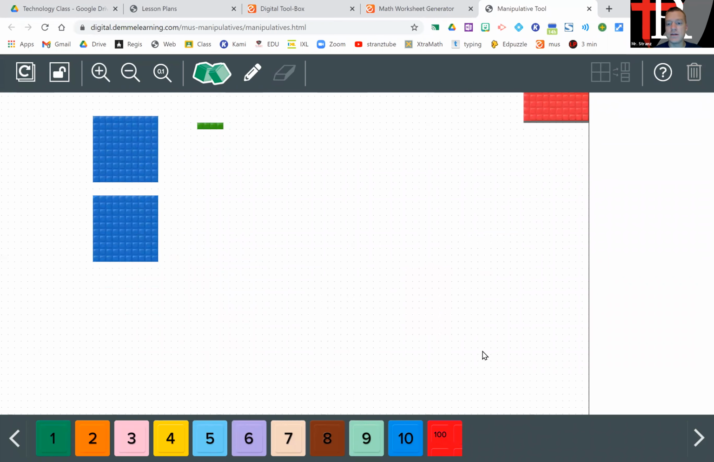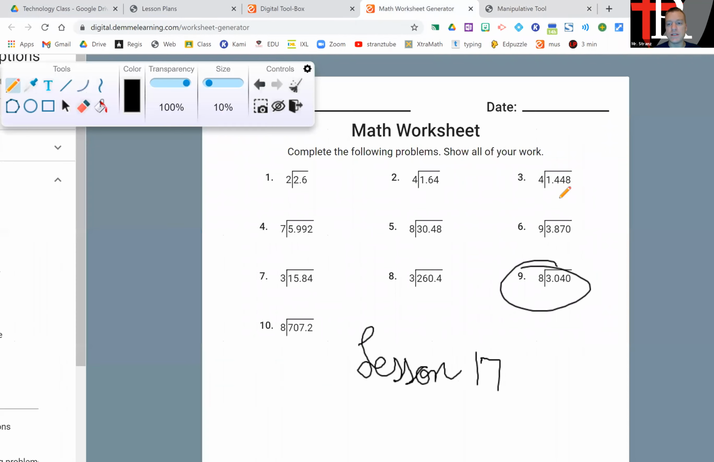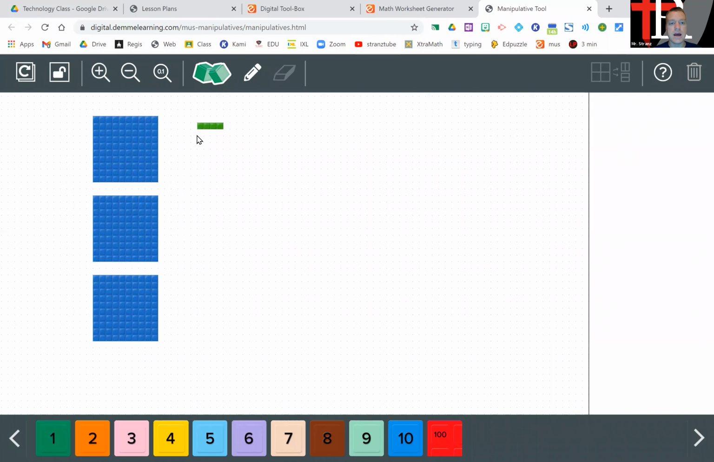I'm going to substitute my last one for 10 tenths, which is 1, 2, 3, 4, 5, 6, 7, 8, 9, and 10. There we go. So now I have 3, okay, and 4 left over. So if I go back to my worksheet, look, I got 3.04. That's what we're looking for. So 3. I don't have any more tenths, but I do have 4. Okay, I need to divide this into 8 groups.